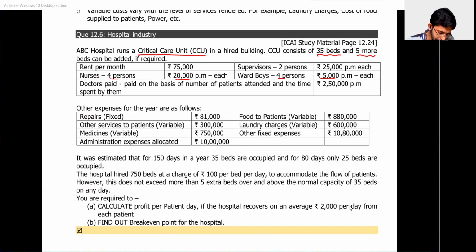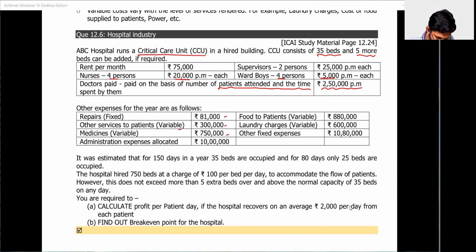Now doctors are paid on the basis of number of patients attended and the time spent by them. So how much are they getting? Each doctor is getting 2,50,000 per month. Now the number of doctors is also not given. Okay. Now the other expenses, repairs, which is a fixed expense, 81,000. Food to the patients, which is a variable expenditure, that is 3 lakh. Medicines as a variable, 7,50,000.